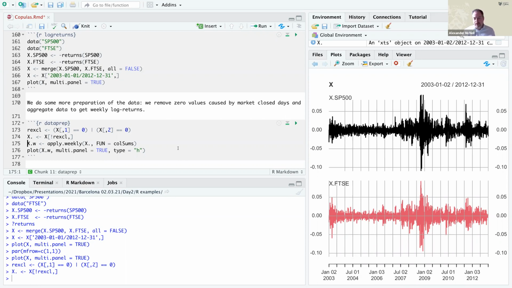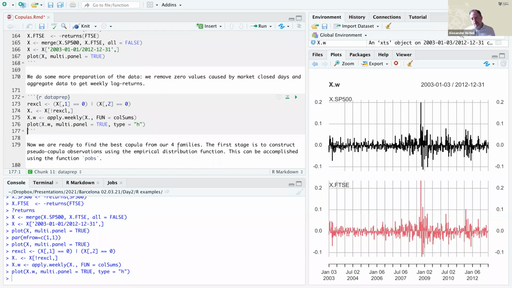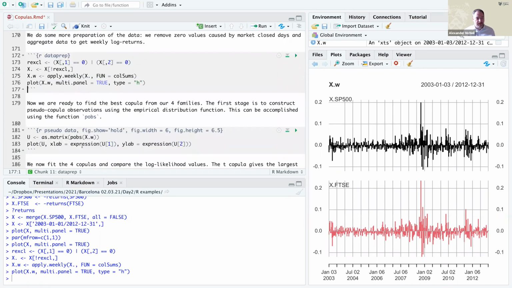It's very easy when you work with return data in R to use some tools to change the time horizon. So in fact, this time I'm looking at weekly returns. So x.w, these are weekly returns. So it goes up one week, goes down another week on the S&P 500 and FTSE. And now my question is, of the 4 copula families, which is the best for these data?